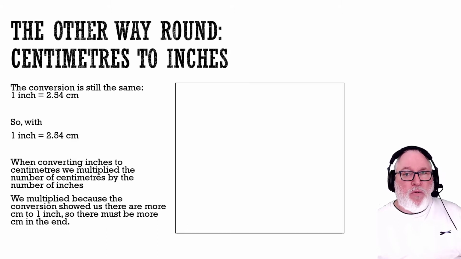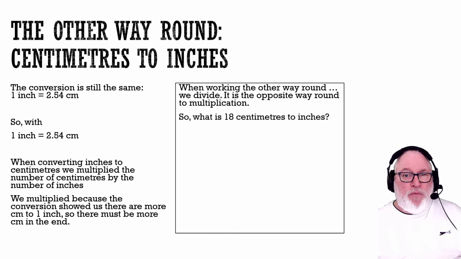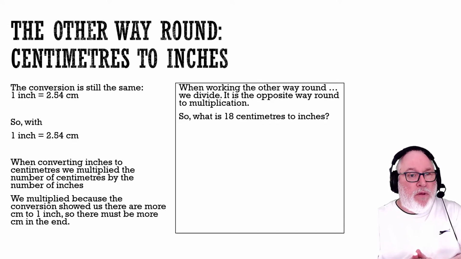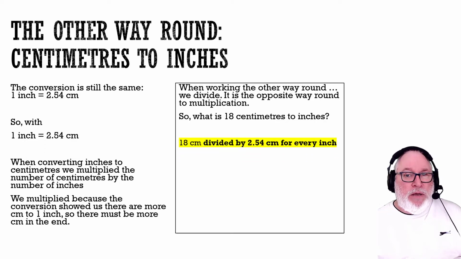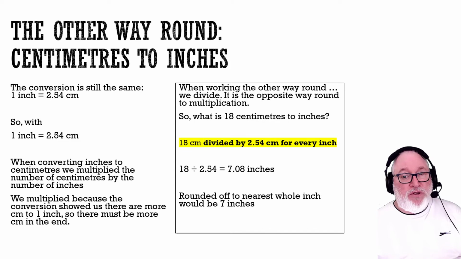Here's a wee working example for us. So it's the opposite way around. What's 18 centimetres in inches? We know 18 is going to be the larger number, so what we're going to do is divide by 2.54. So 18 divided by 2.54 gives us 7.0 inches. We'll round that off to the nearest, so it's 7 inches.